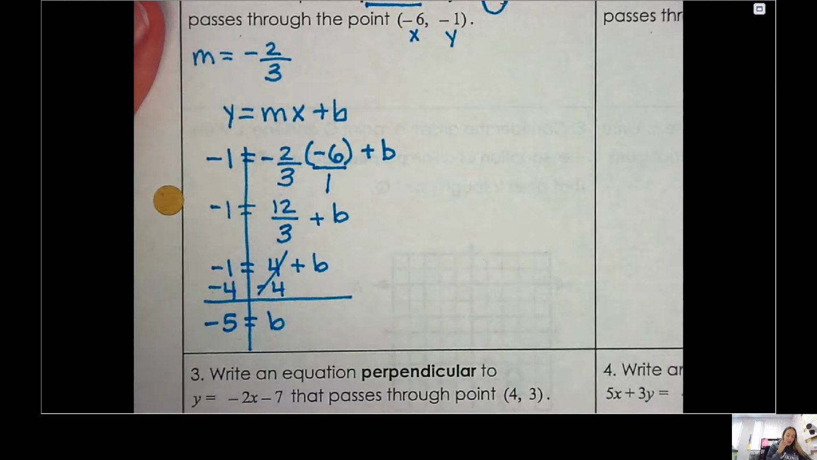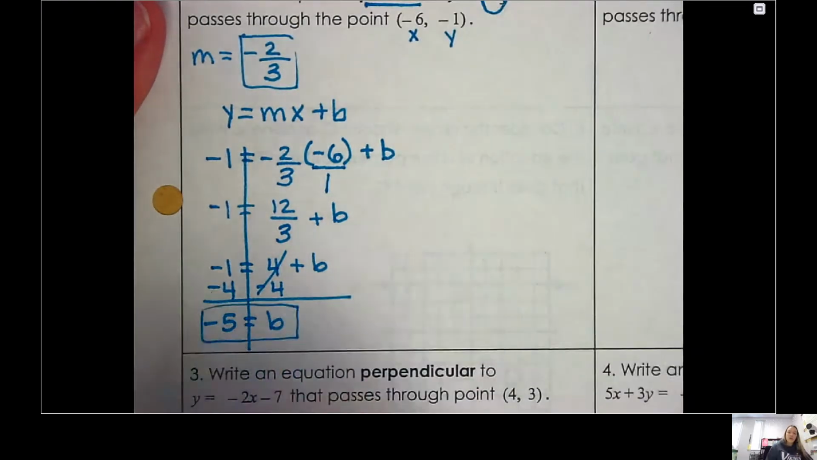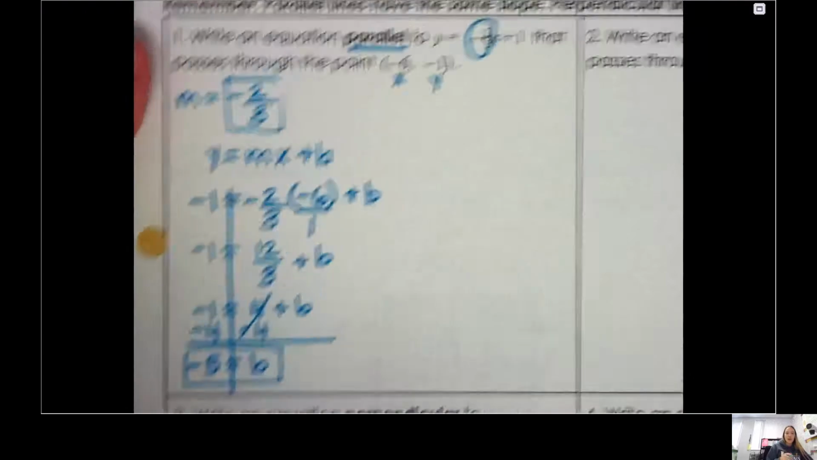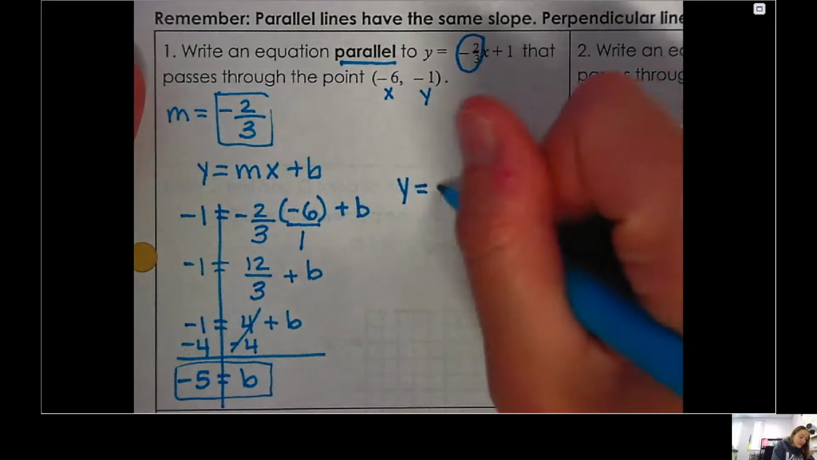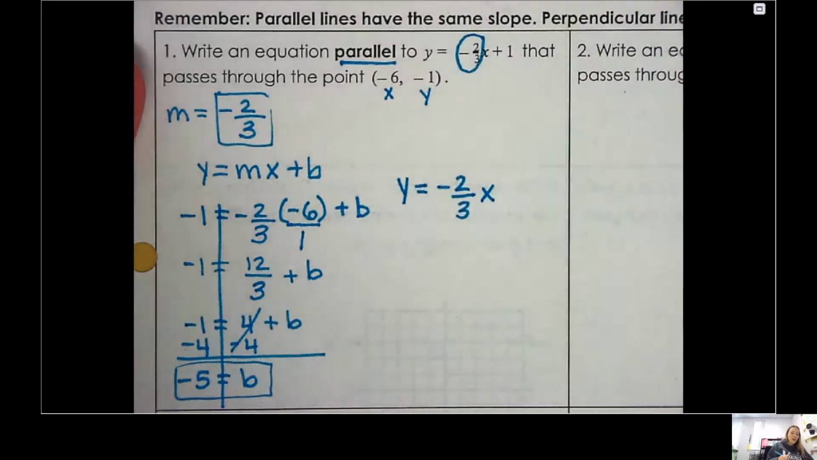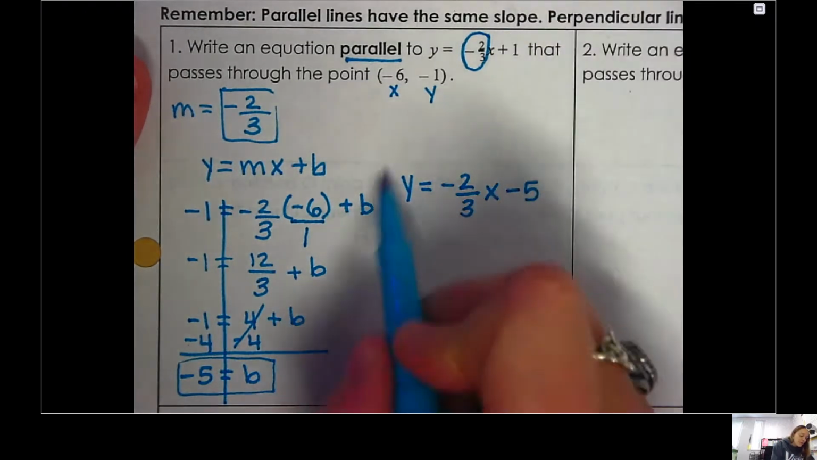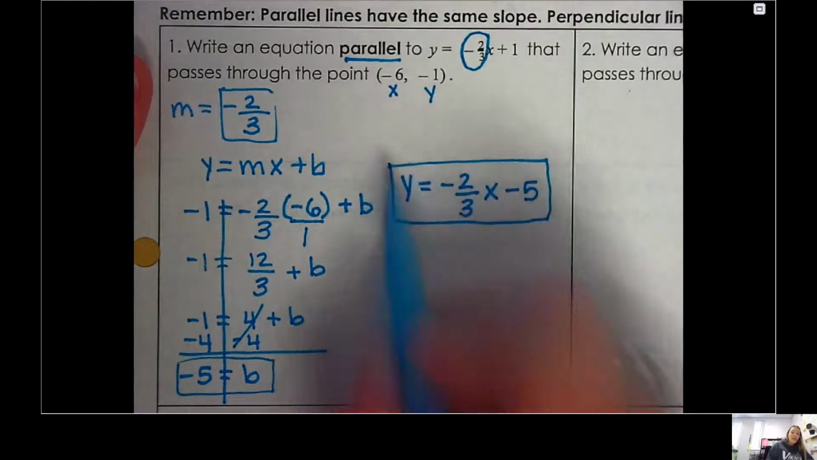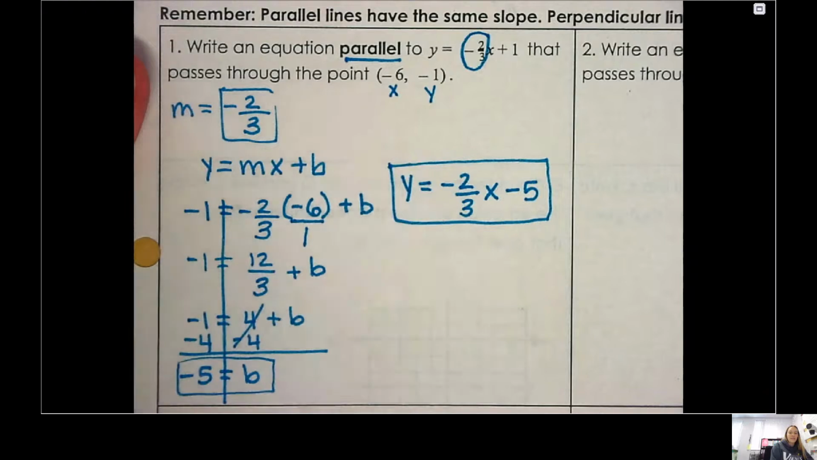So now my final step, I've already solved for b, that was step 4. Now step 5 is substitute my slope and my b value back into the equation to write the equation of a line, because that's what it's asking me to do. y equals negative 2/3 x, that's my slope, plus my y-intercept, negative 5. So there's the equation of a line that is parallel to this one and goes through the point negative 6, negative 1.